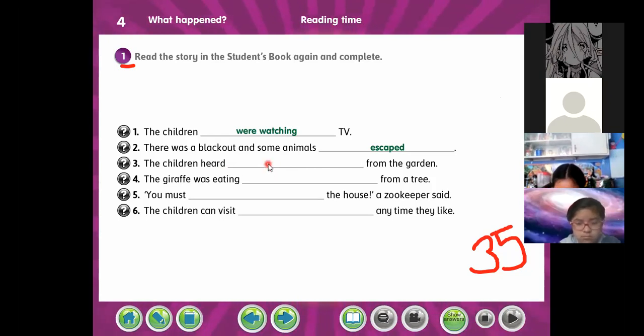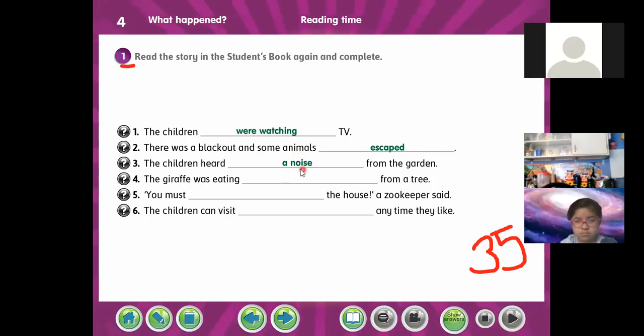They listen. There is a word there. The children heard the giraffe. Yeah, it was the giraffe, but they listened something. A noise. A noise from the garden. Teacher, what is a noise? Un ruido. A noise from the garden. So the children ran to the window, no? And in the window, the children saw the giraffe. And the giraffe was eating. A song. The giraffe was eating leaves, leaves from the tree.